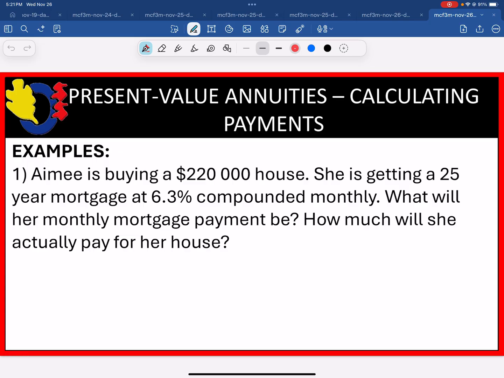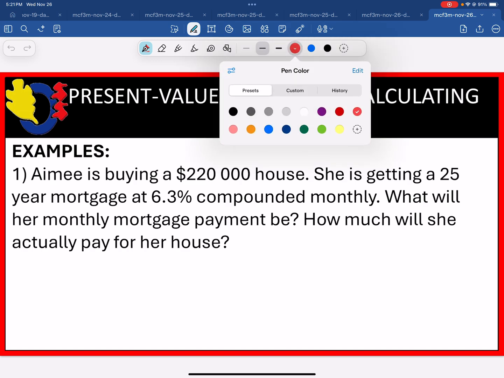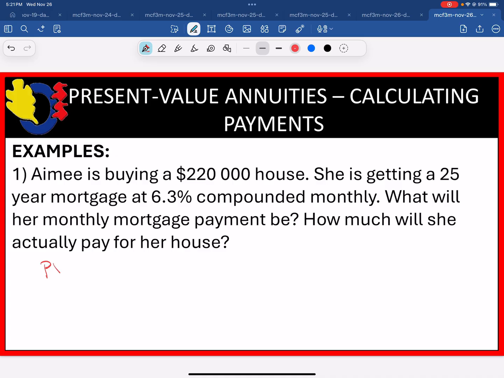Amy is buying a $220,000 house. She's getting a 25-year mortgage at 6.3% compounded monthly. What will her monthly mortgage payment be? How much will she actually pay for her house? Okay, so we need to decode the question again. So I'm going to start by writing down my PV, R, I, and N.